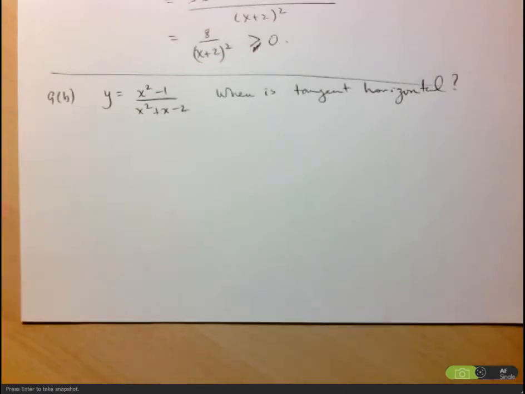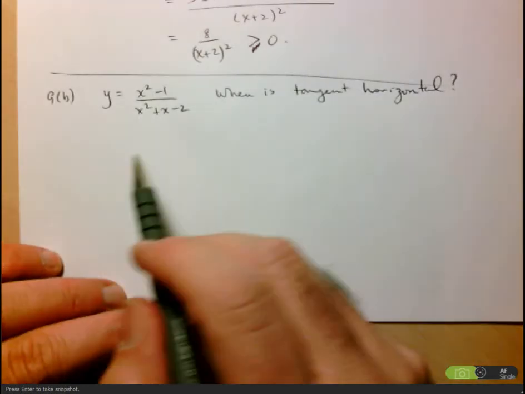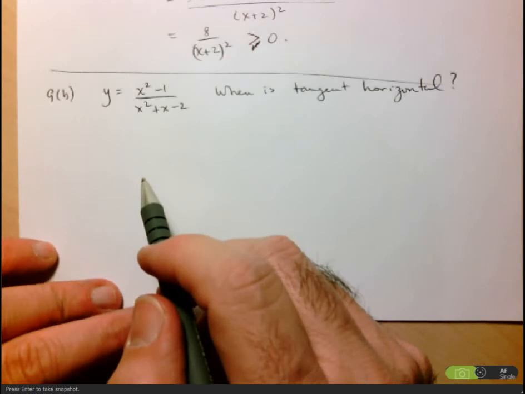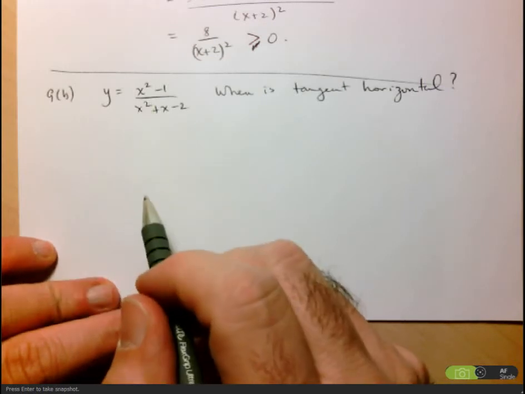Okay, so the next question is 9b from page 150 again. They give us this function. They want to know when the tangent is horizontal. In other words, we need to determine when the derivative is equal to 0.